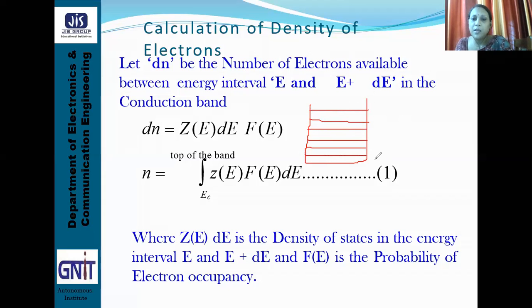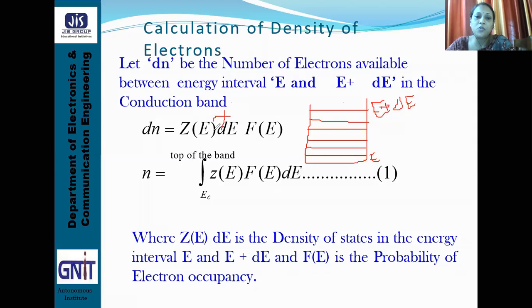This is not to scale, obviously. Say the energy level, this is E, lowermost, and this is E plus del E. Now, if we consider this range, then obviously this range is nothing but E plus del E minus E, that is del E range. This del E range has been shown here.